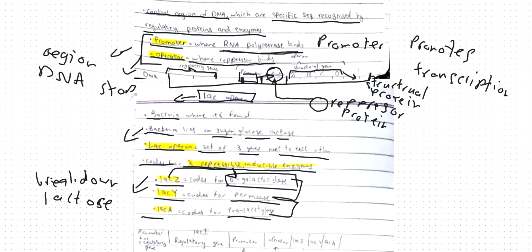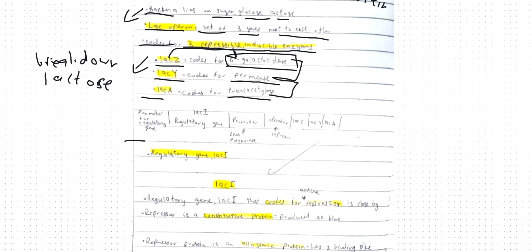So this is the lac operon. This is the DNA sequence of the lac operon. You have the promoter first, where RNA polymerase would bind. And this is the operator, where the repressor protein would bind. If the repressor protein is bound, then the polymerase cannot move forward. Therefore, these 3 genes cannot be transcribed.